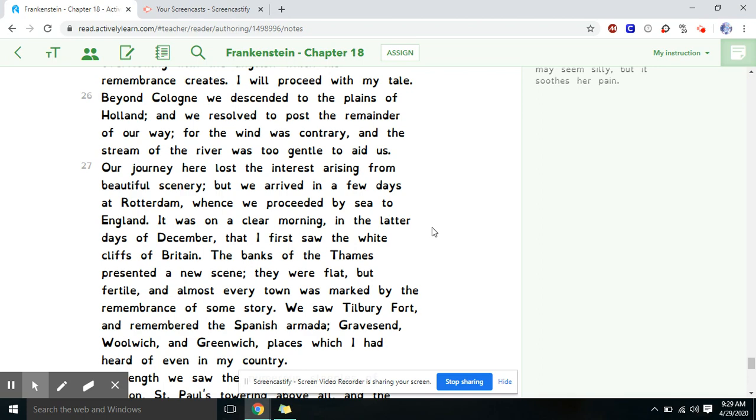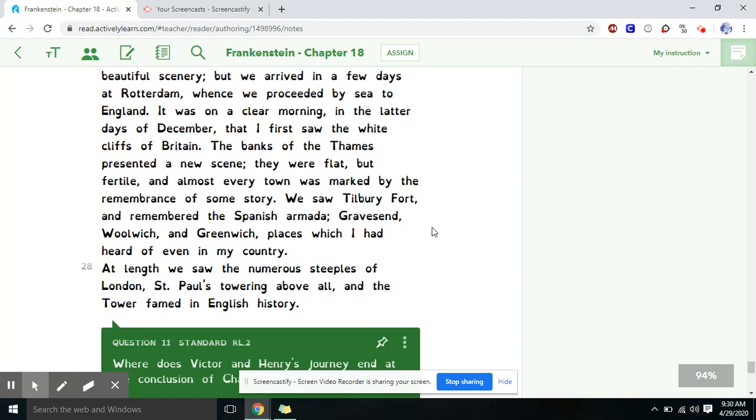It was on a clear morning in the latter days of December that I first saw the white cliffs of Britain. The banks of the Thames presented a new scene. They were flat but fertile, and almost every town was marked by the remembrance of some story. We saw Tilbury Fort and remembered the Spanish Armada, Gravesend, Woolwich, and Greenwich, places which I had heard of, even in my country. At length we saw the numerous steeples of London, St. Paul's towering above all, and the Tower famed in English history.